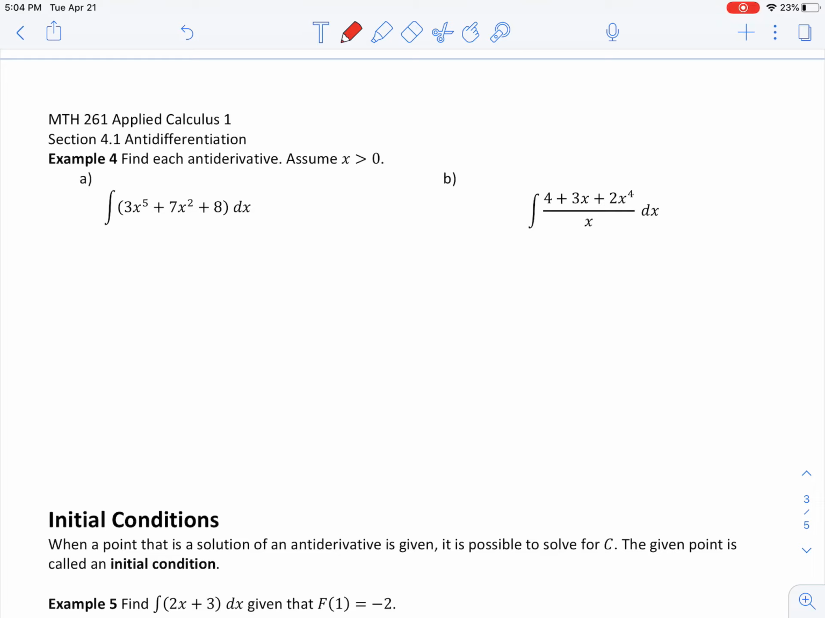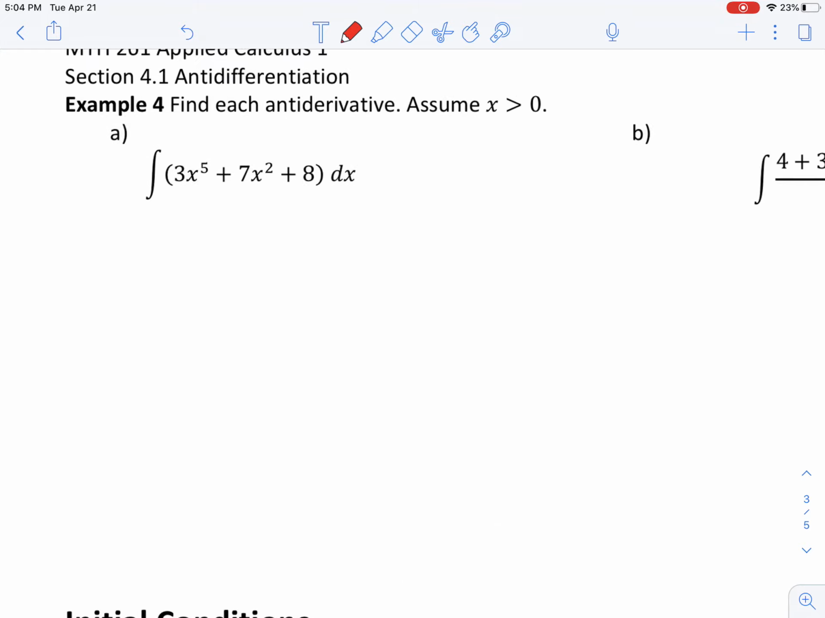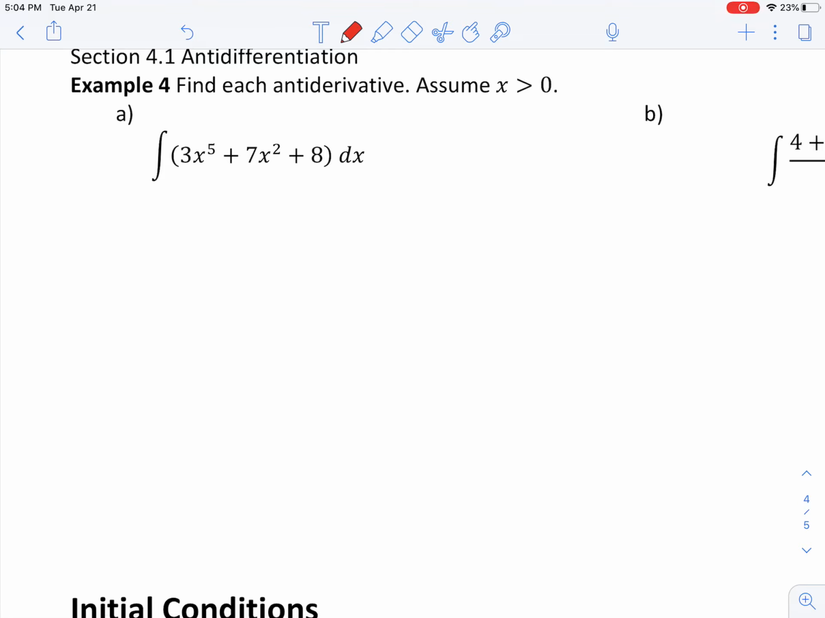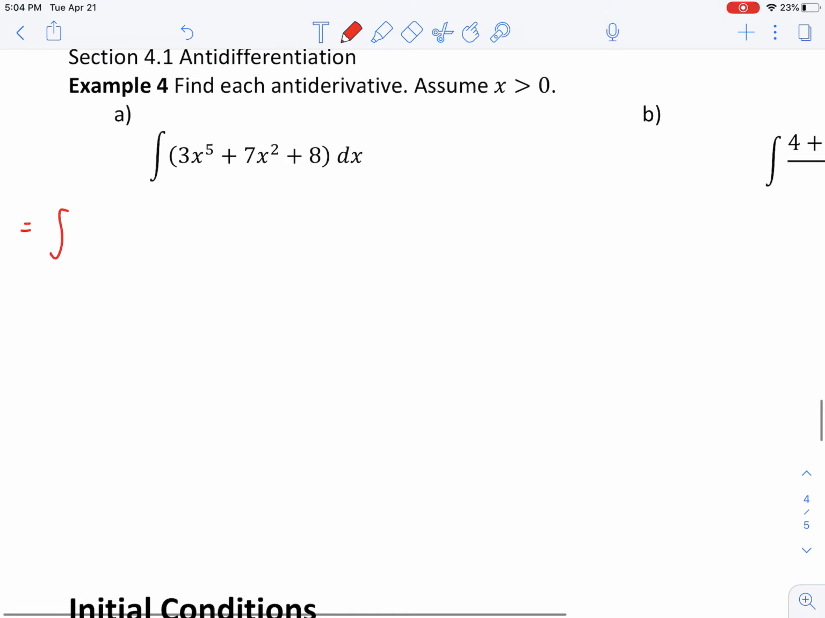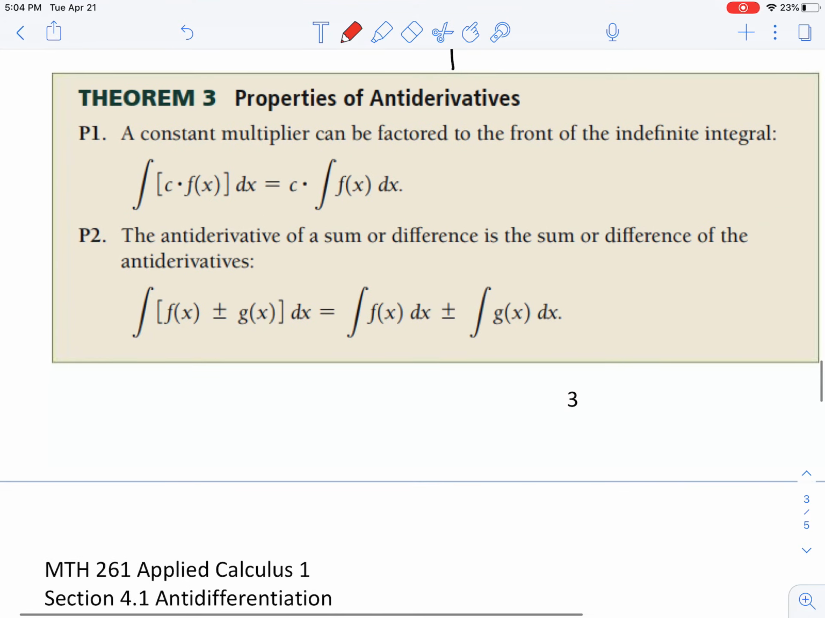All right, let me go back to my 4.1 notes. Not the initial condition yet, just this one. Let's find the antiderivatives, and they want you to assume x is greater than 0. And you know why they put that? They put that for b. But I want to ignore that because I want to just say x cannot be equal to 0 and be okay with it. All right, let me go ahead and get my Apple Pen and try this one with you. A. Notice this is a sum of 3x to the 5th, 7x squared, and 8. I'm going to separate them as the integral of 3x to the 5th dx plus the integral of 7x squared dx.